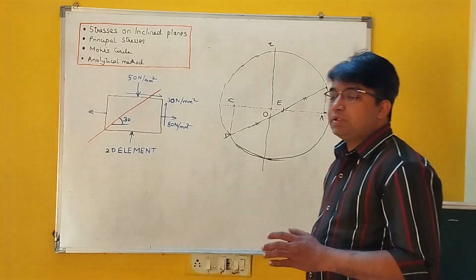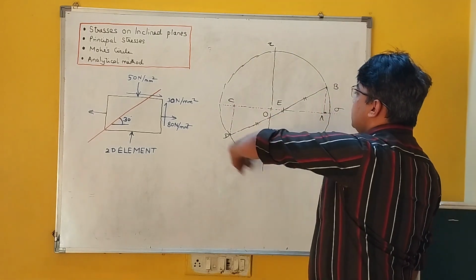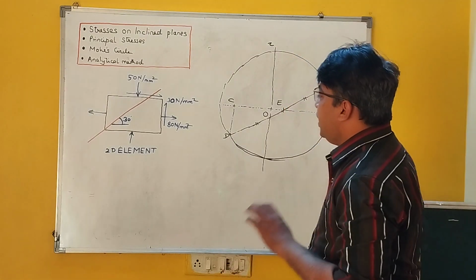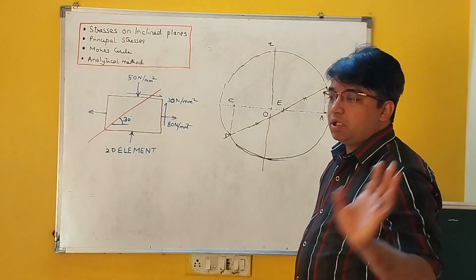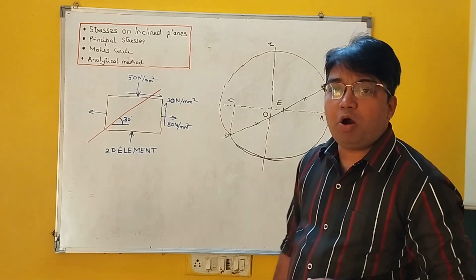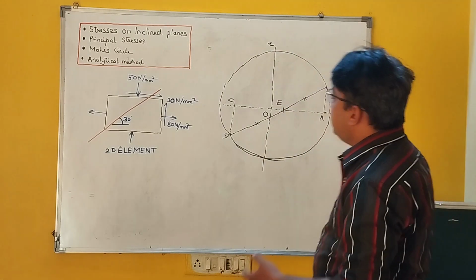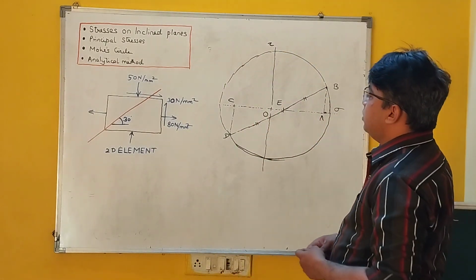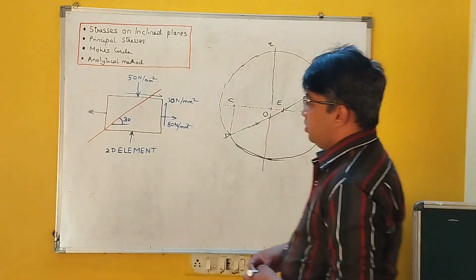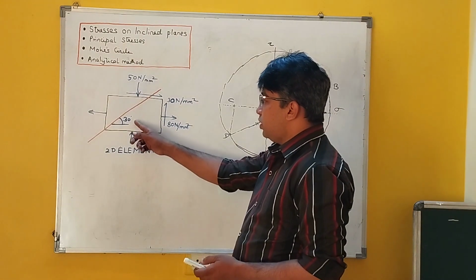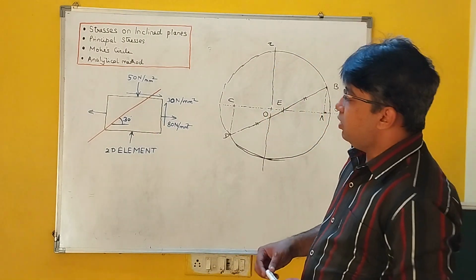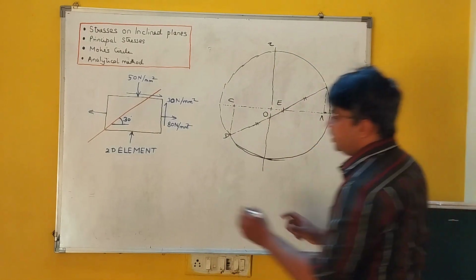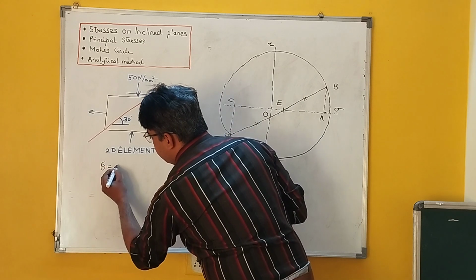Now all the points lying on the circumference of the Mohr's circle, they depict one or another plane. Now let us see this plane, 30 degree. So we have to take 2 times this value. So 30 into 2, that is 60. So 2 theta is 60. So theta over here is 30 degrees.